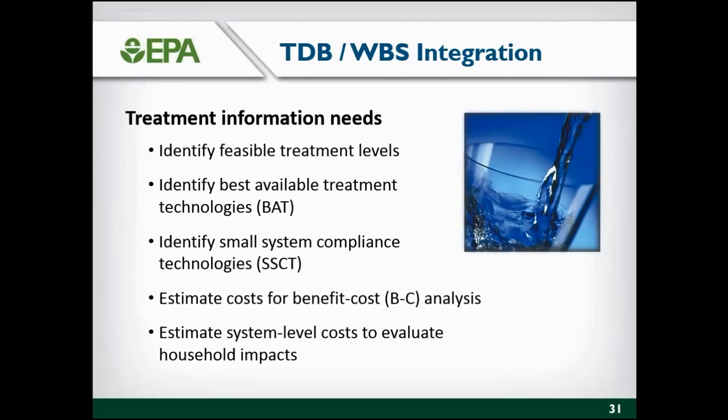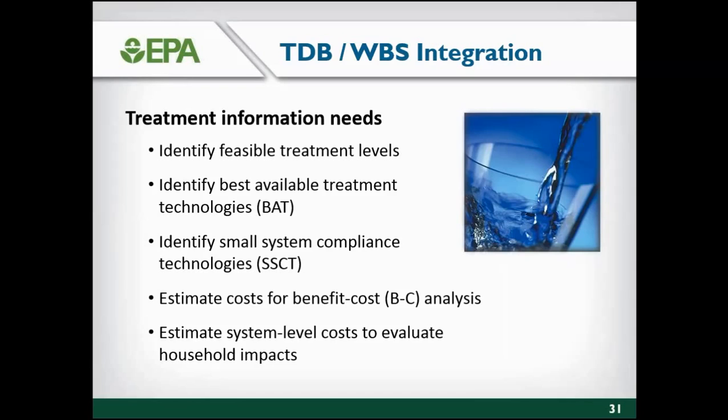A little bit about the integration. I think I've touched on it, but a little bit more in terms of how it fits in with the regulation. We can identify feasible treatment levels, and we can also identify best available treatment technologies, or BAT. For very small systems, EPA has to identify small system compliance technologies, or SSCTs, and we generally have to do that for 3 different size small systems. So 25 to 500 people, 501 to 3,300, and then 3,301 to 10,000 people. And so that's why even the small systems category is broken up into multiple areas.